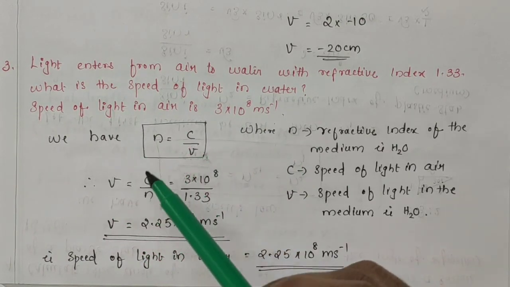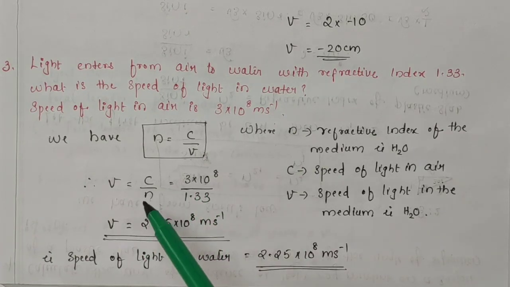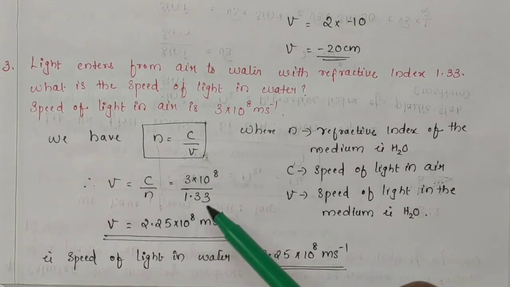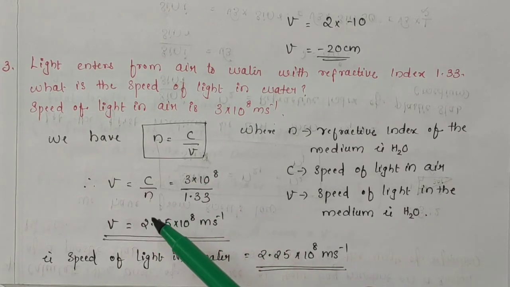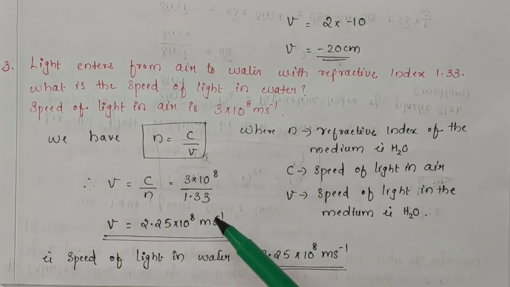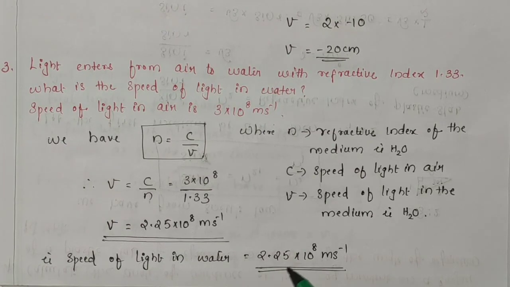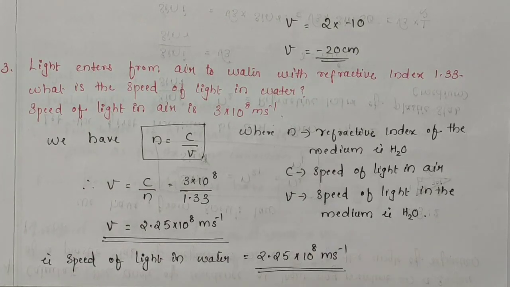So we can write v is equal to c by n. What is c? 3 into 10 raised to 8. What is n? Refractive index is given as 1.33. So while you are doing this calculation, 3 by 1.33, you will get 2.25 into 10 raised to 8 meters second raised to minus 1. That is, the speed of light in water is equal to what? 2.25 into 10 raised to 8 meters second raised to minus 1.